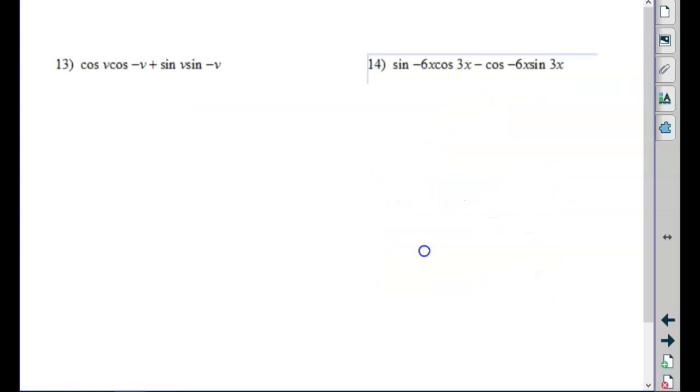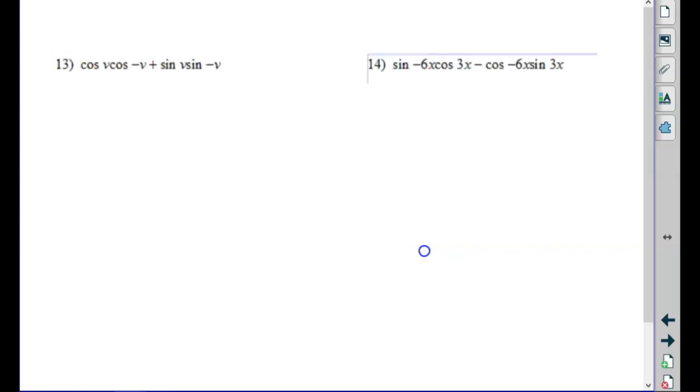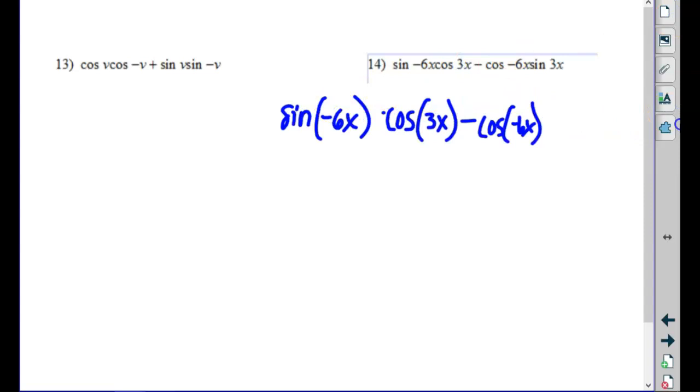Okay. Some of these have negatives in them. Let's do 14 and then we'll be done. Sine cosine minus cosine times sine. Ew, this is really weird. They should have written it like this, guys. There should be some parentheses in here.